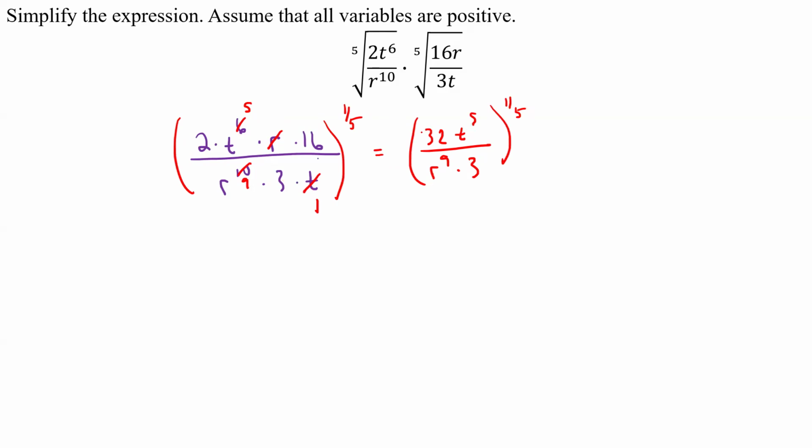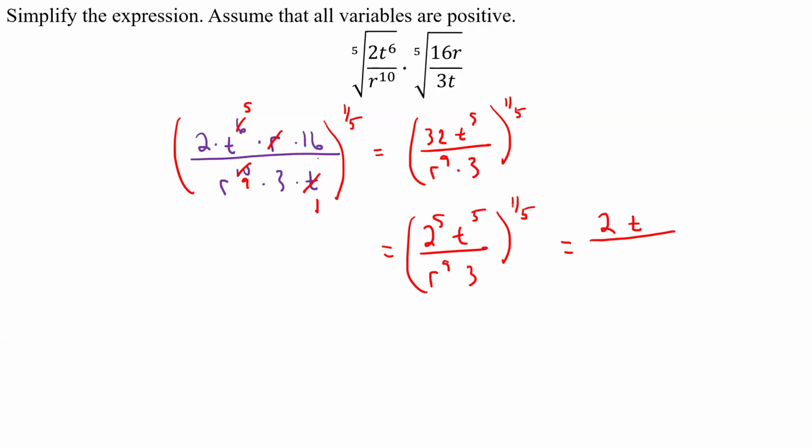Now we have to think about this one, 32. 32 is what? Well, if we've done these enough, we've seen it in previous examples. That's really 2 to the 5th, then t to the 5th, then over r to the 9th, and then 3. And that's all to 1/5. All right, so let's simplify. Well, 2 to the 5th to the 1/5 is going to be what? That's just 2. And t to the 5th to the 1/5 is going to be just t. Numerator's done.